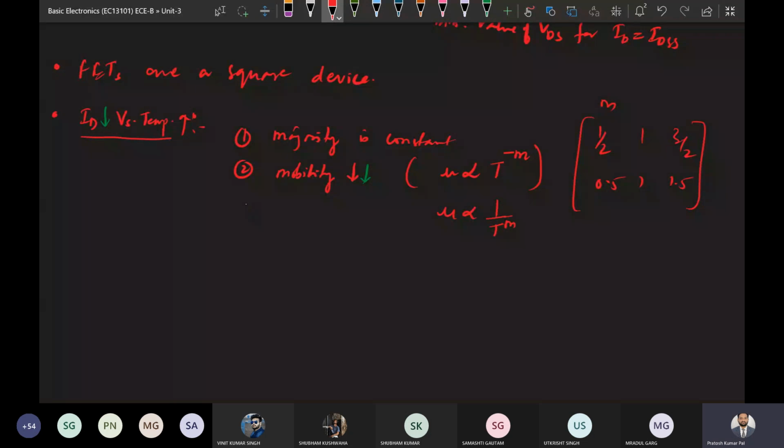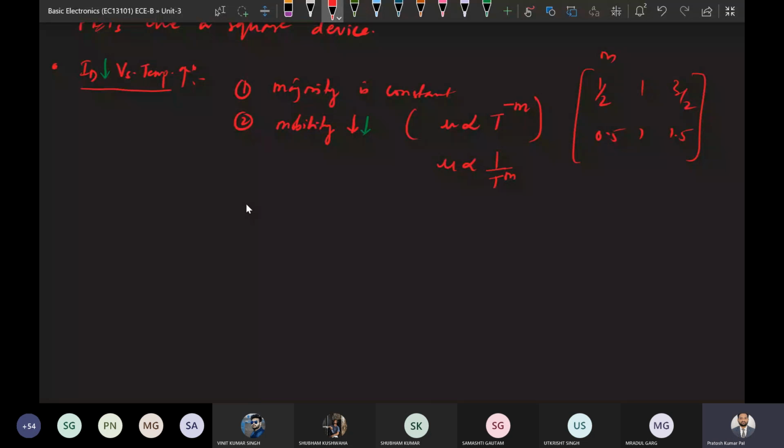Next we will see how the pinch off is going to have the relation. ID depends on pinch off also, so how this is depending, we will see that. In the pinch off relation, when VDS is equal to pinch off, at that time we have seen that the channel width is going to be 0. That means when channel width is 0, at that time the current is IDSS.